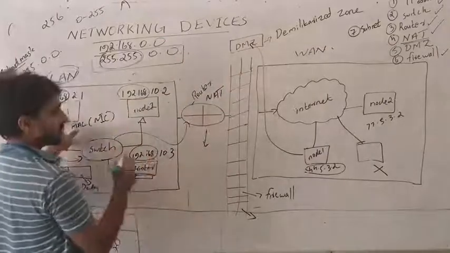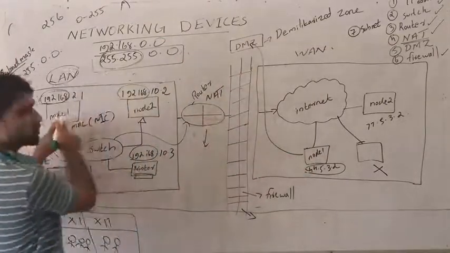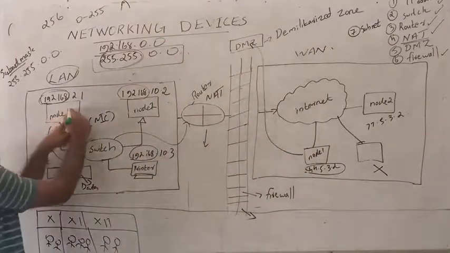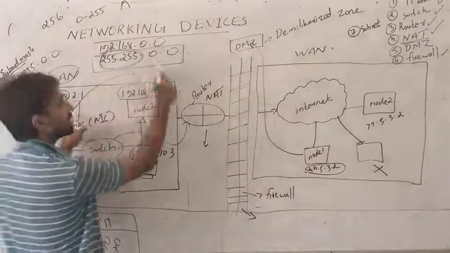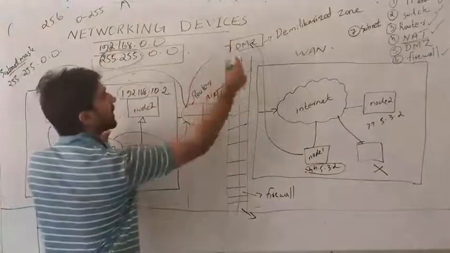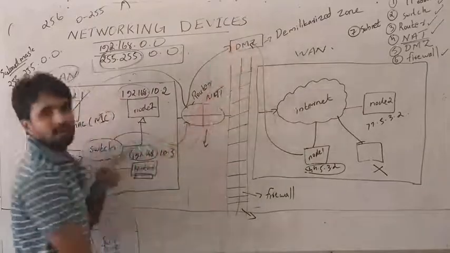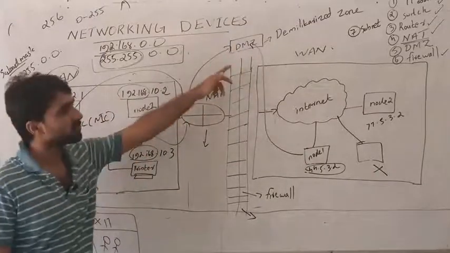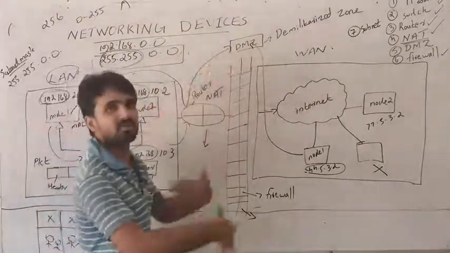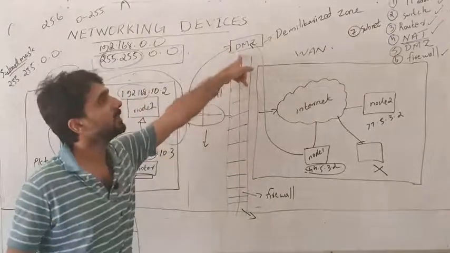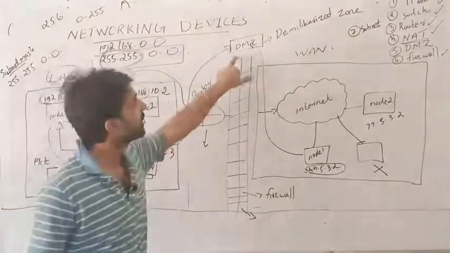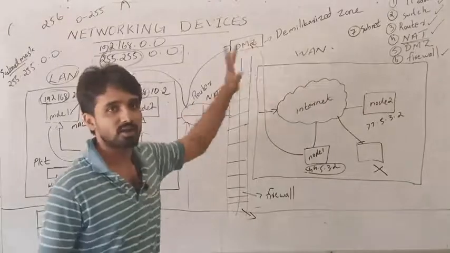For example, this computer wants to send a message to this computer. So this computer can directly access that particular data by using the DMZ without using the firewall. So we can just bypass the firewall by using this demilitarized zone. This is the use of the DMZ, the demilitarized zone.